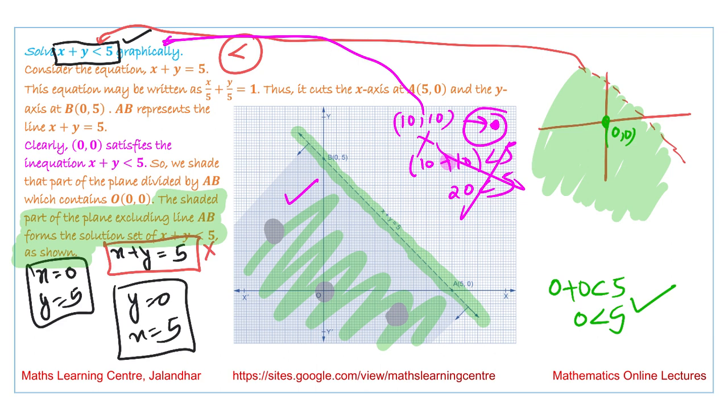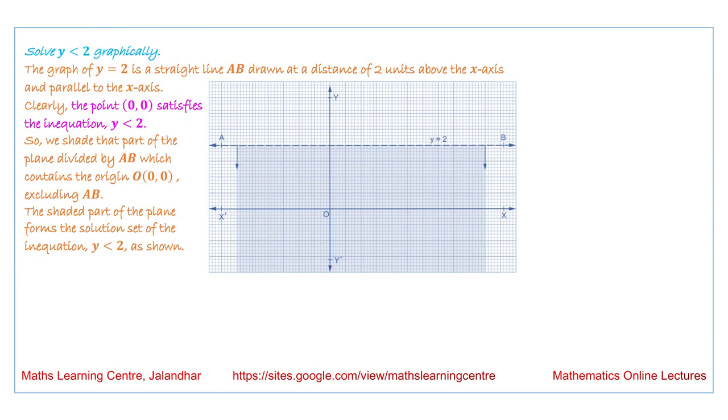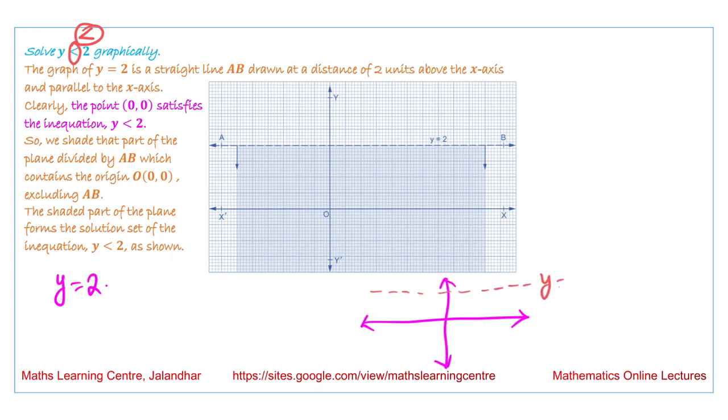Next is y is less than 2. We are talking about the equation y is equal to 2, which we know is a straight line parallel to the x axis. Again, look at this condition: it is a strict inequality, which means we will have a dotted line over here. This is y is equal to 2, this is the x axis, this is the y axis.